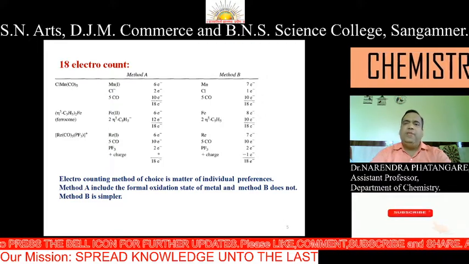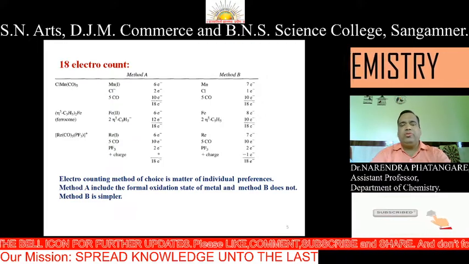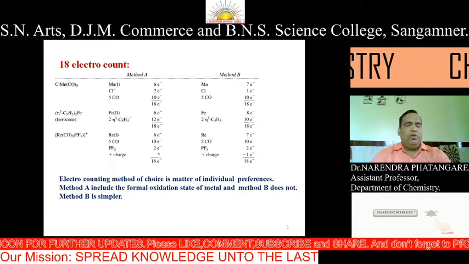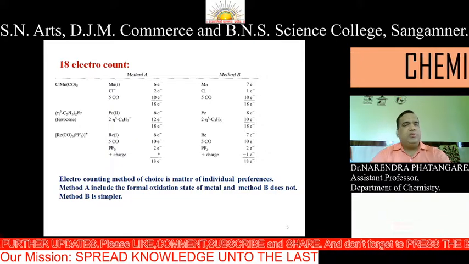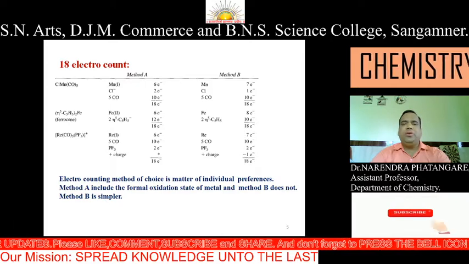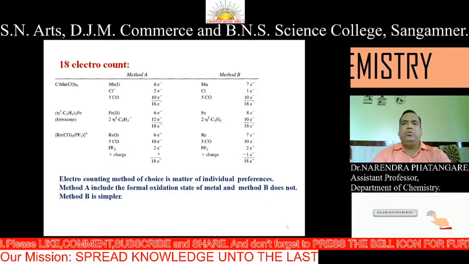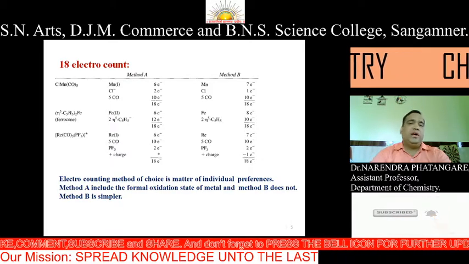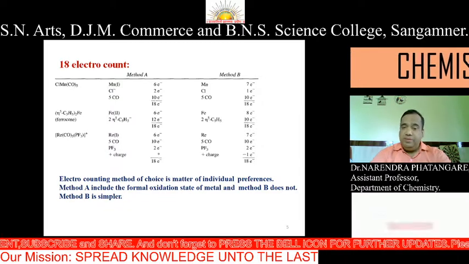Then chlorine, in the donor pair method, contributes 2 electrons, and in the case of carbonyl, again 2 electrons each. Therefore Mn gives 6, chlorine 2 electrons, and 5 CO, 5 into 2, is 10 electrons. So the total electron count by the donor pair method becomes 18.